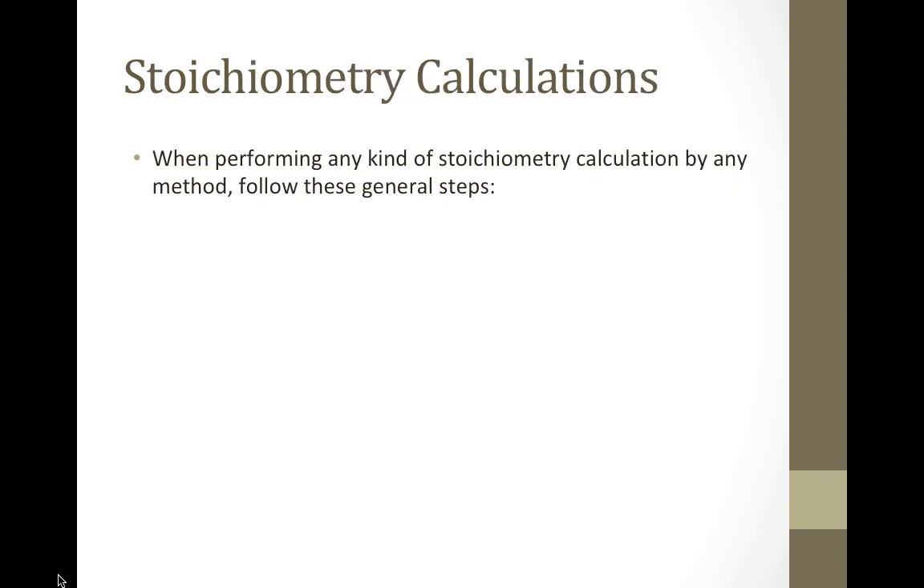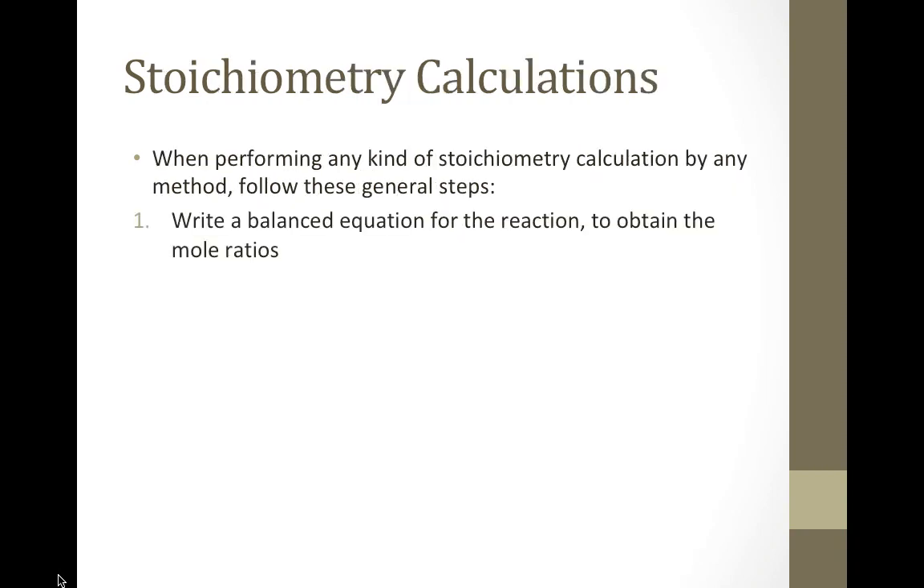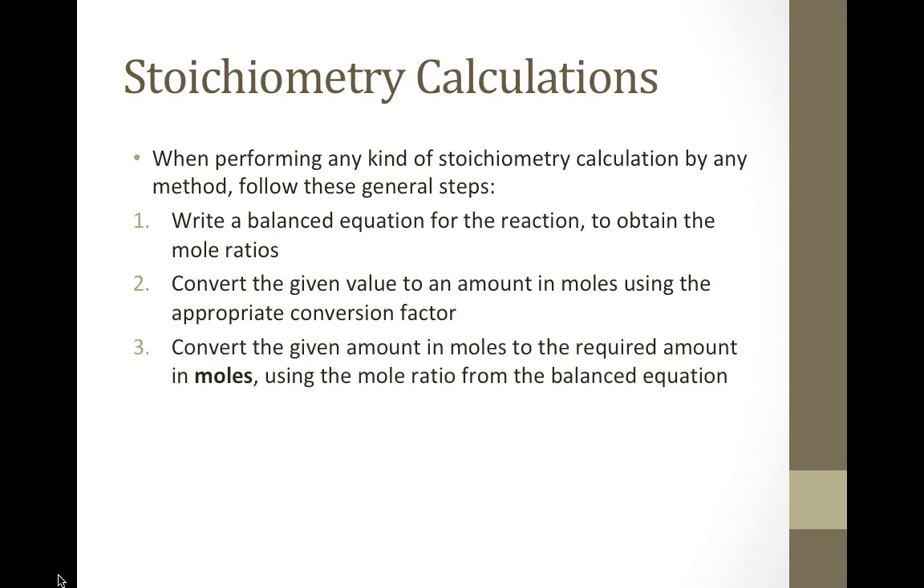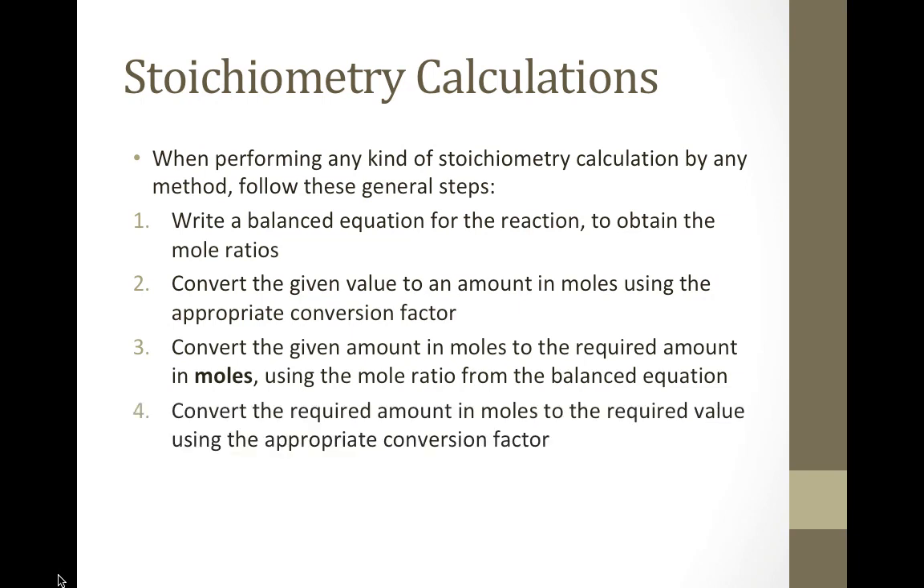So when we're performing all stoichiometry problems like we did before, we always start off with a balanced equation, and we need that to get our mole ratios. We're always going to convert whatever value we're given into moles using whatever conversion factor we need. From there, we're going to work our way across our balanced equation using mole ratios to solve for the amount of moles of whatever we're asked for. From there, we're going to convert to whatever factor they want us to get. Before, maybe we did mass, but now we might be asked to solve for a concentration or volume.